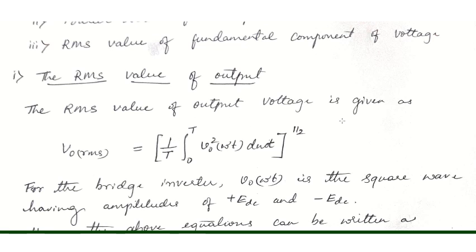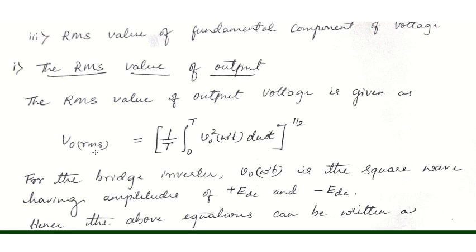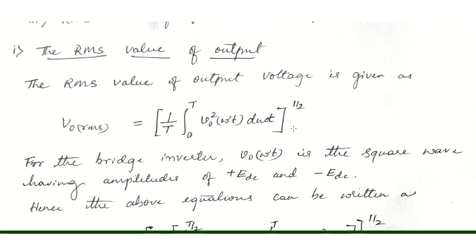it can be written as V naught RMS, that is output voltage, right? RMS value of the output voltage, V naught RMS, can be written as 1 by T for complete one cycle 0 to T, the output voltage V naught square with respect to d omega T, which is under square root, right? This is RMS, root mean square of the output voltage.